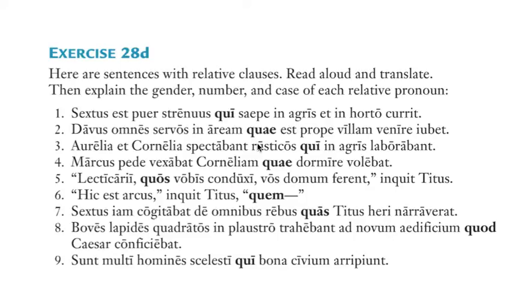Okay, we're looking at exercise 28D. This is the first chapter of the Ecce Romani 2 book. And the book starts with the idea of relative clauses.